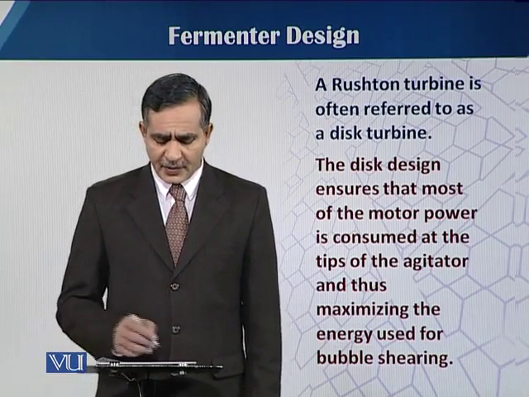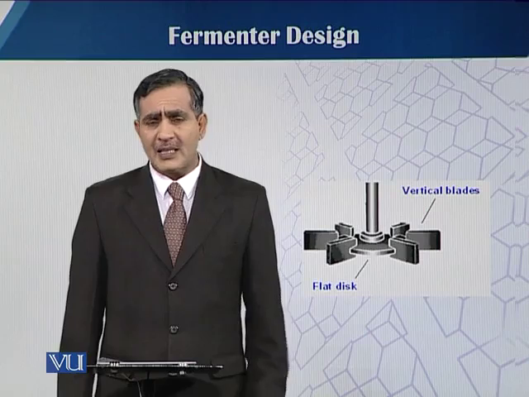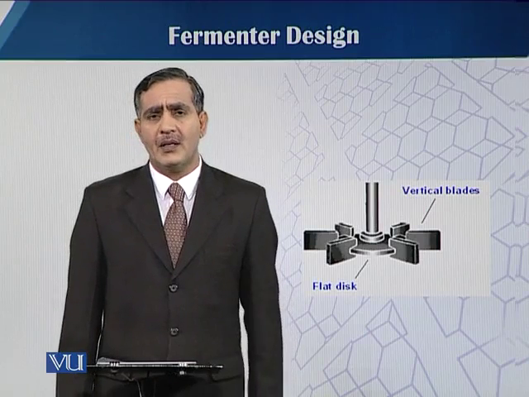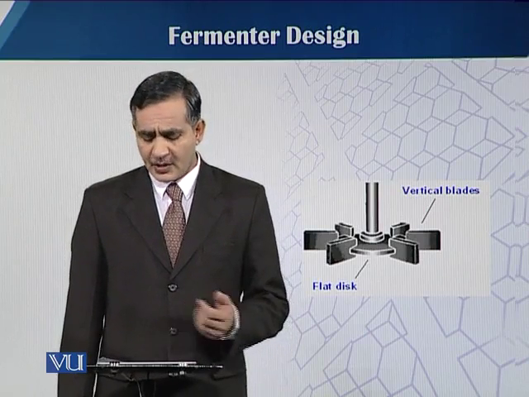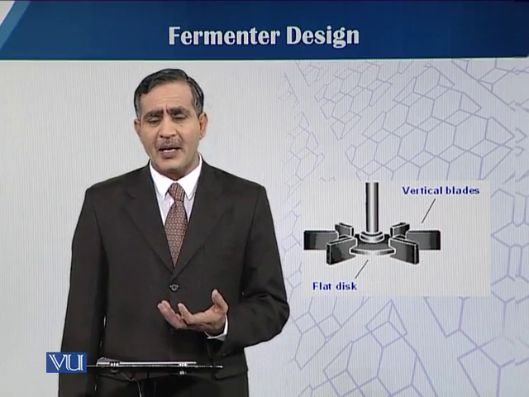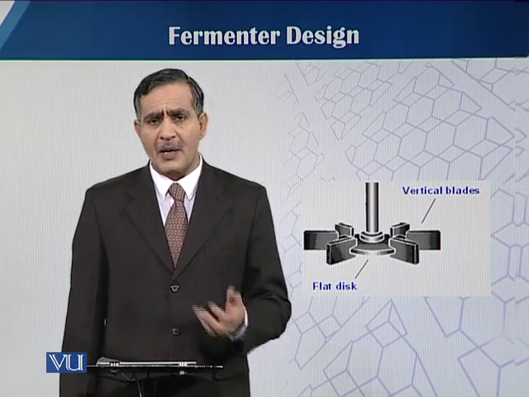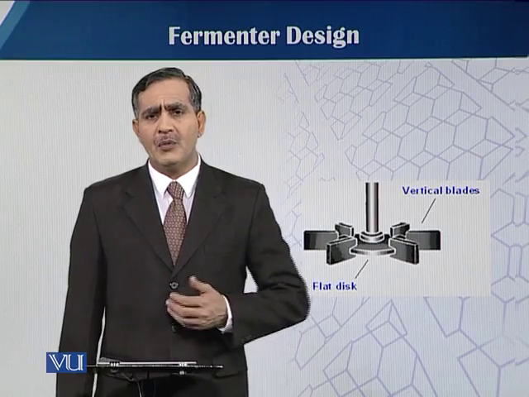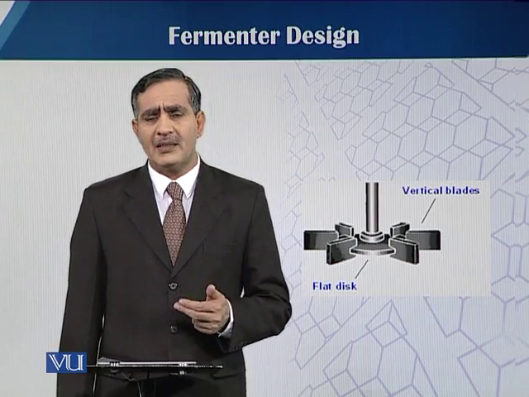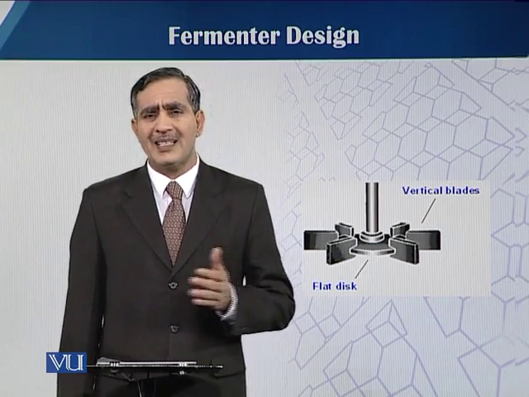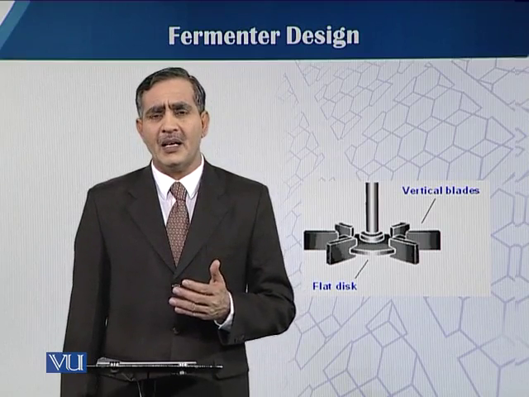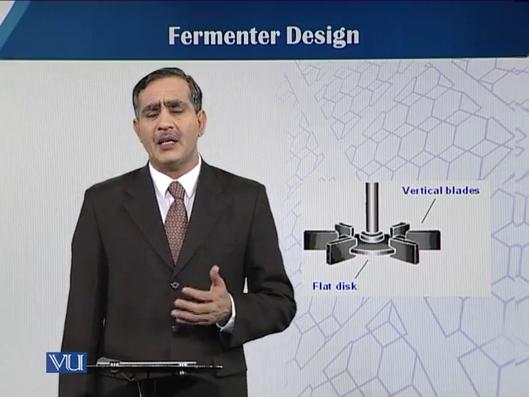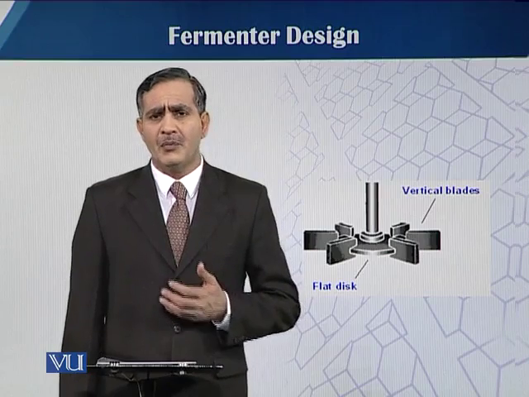In this diagram or picture, you can see how the disc turbine, or the Rushton turbine impeller, moves. Most of the energy is used because there is more resistance from the fermentation media in the path of the impellers when they move.